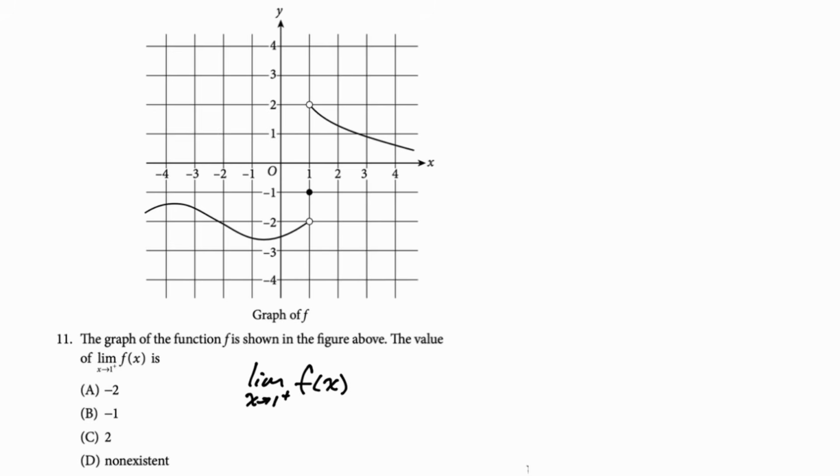Number 11, the graph of the function f is shown in the figure above. The value of the limit as x approaches 1 from the right of f of x is... I thought that was a little tiny, so I rewrote it by hand there. So we need to approach positive 1 from the right. I'm just going to do that. There you go. You can see that the y value is approaching 2. That's our answer. Don't make a big deal of it if it's not a big deal problem.